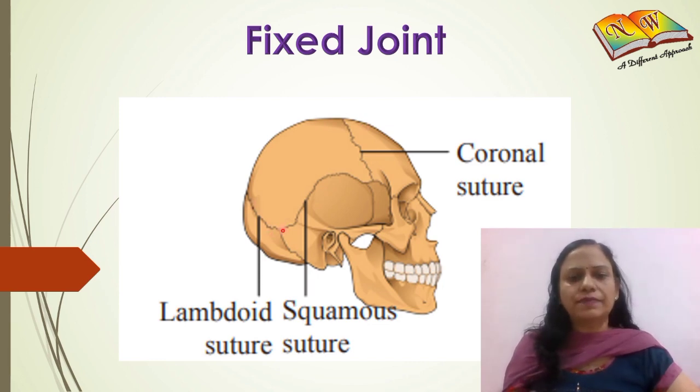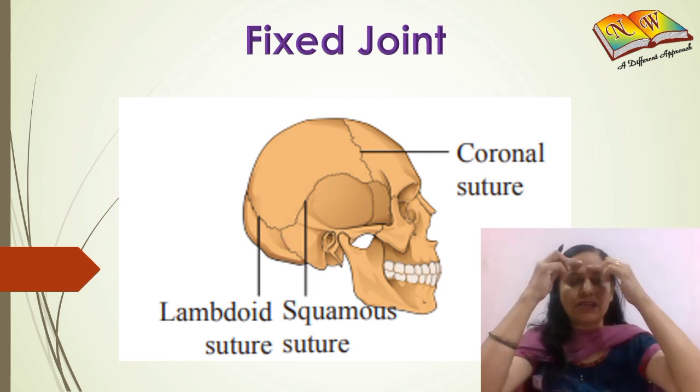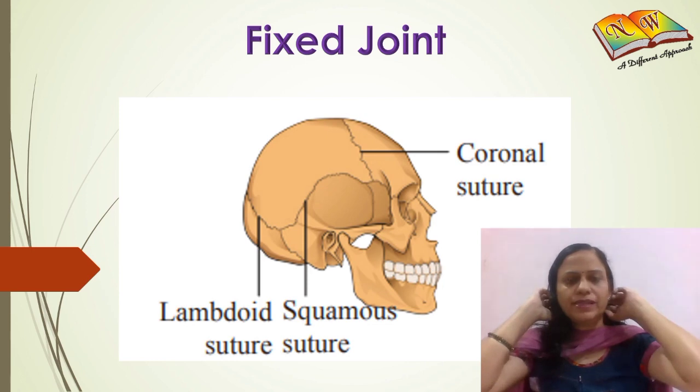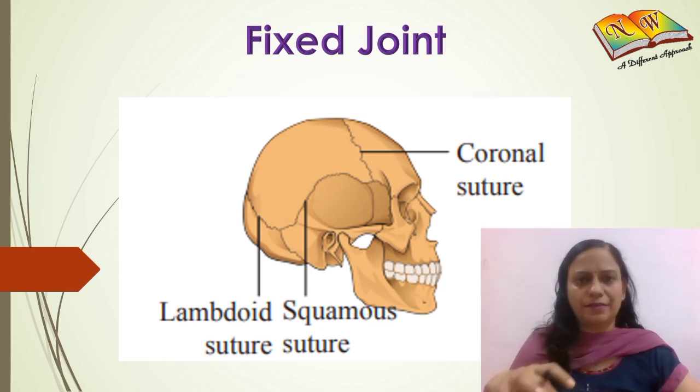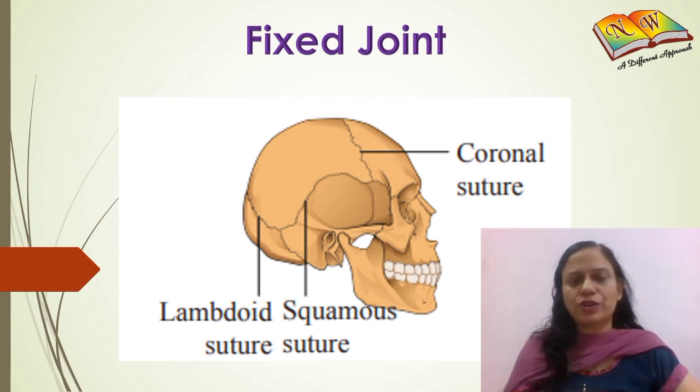So this is the lambdoid suture, this is the squamous suture, and this is the coronal suture. So there are three different joints present in the cranium itself. So what is the cranium? It is the part of the skull that covers the brain. So this is about fixed joints.